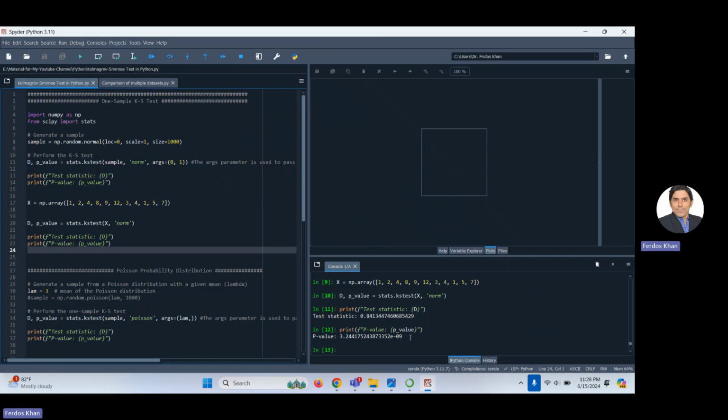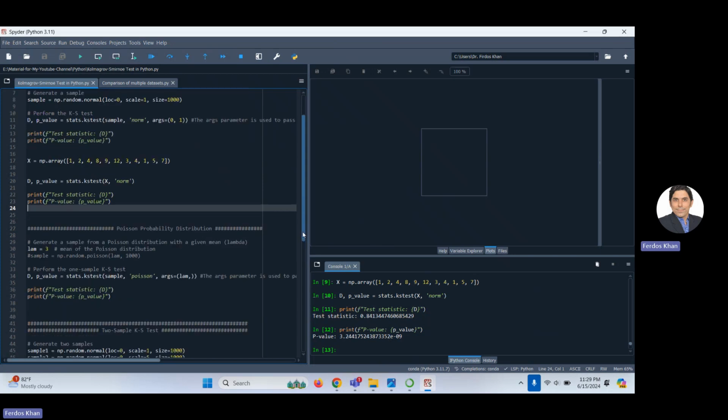So we have discussed two cases. One was that the data belong to the normal distribution, and we accept the null hypothesis. In the other case, we don't have sufficient information to accept the null hypothesis that the data belong to the normal distribution. So you can do this for any type of data, whatever data you have in your hand.